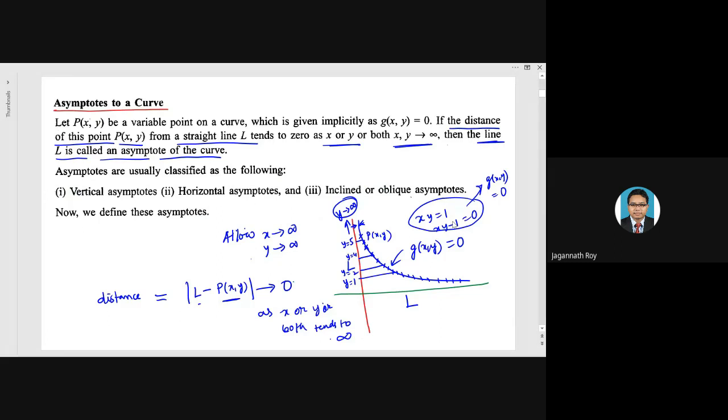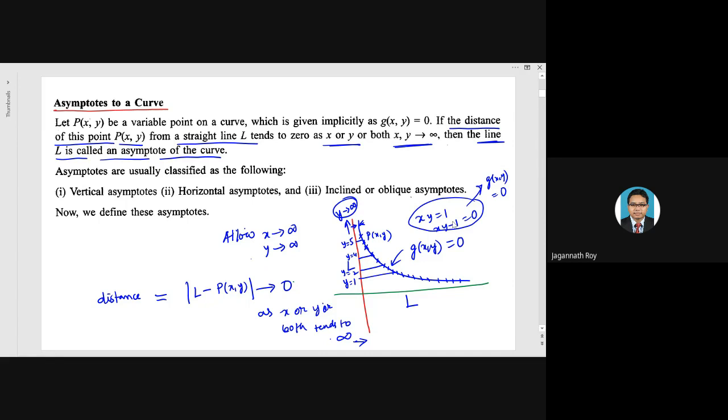But in the mathematical sense, we will say they will meet. The distance between two curves will be zero if they meet at infinity. So at infinity, they will meet. That means in the mathematical sense, they meet at infinity. But if you plot the graph, you will see that there is always a gap because we cannot reach infinity. We can never be there.